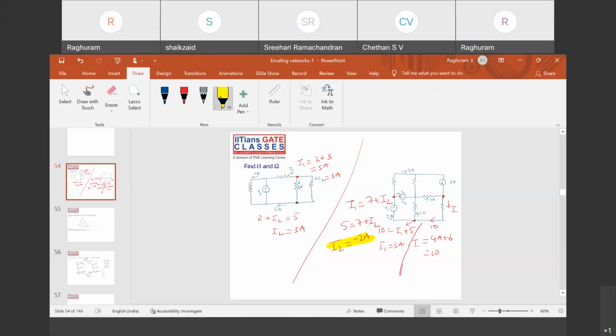Clear? I2 is minus 2. I1 is 5 amperes. Here these are the values. Clear, everyone? Any confusion? Any doubt? Are these clear? Yes. Going to the next one.